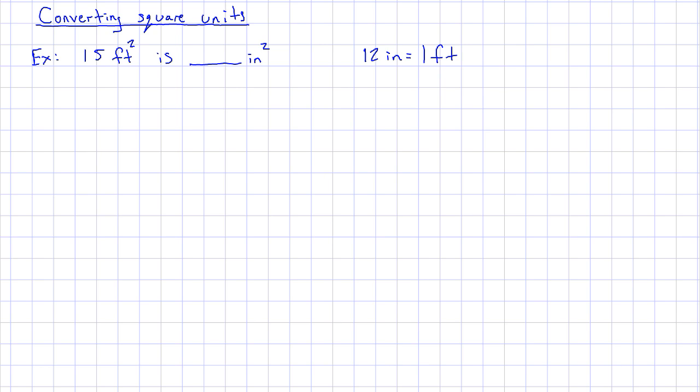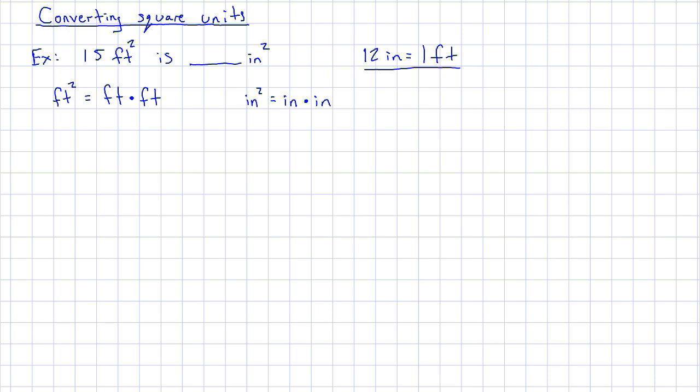So the first thing that we need to note is that when I have a square unit, the way exponents work, this is the same as feet times feet. So that's important to note because it's going to help us do our conversion. And the same is true for square inches. So square inches is equal to inches times inches. So armed with this information and with the 12 inches equals 1 foot, we're going to go ahead and solve this problem.